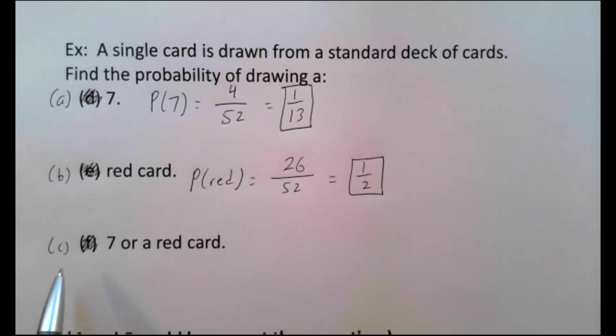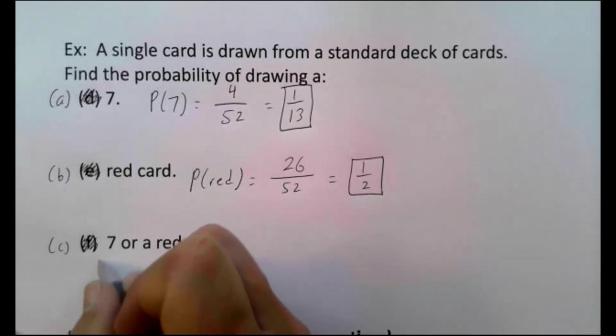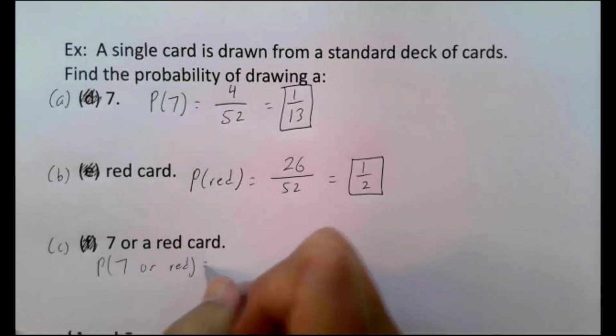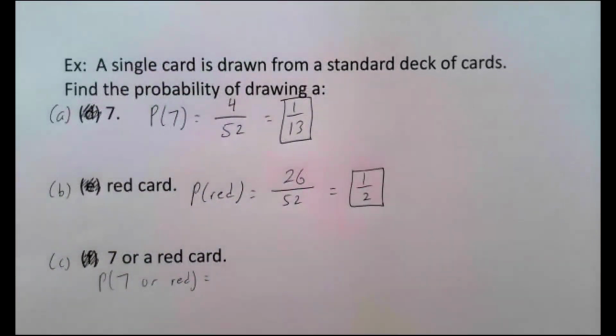Now, part C is where we got to be real careful. If you pick a card out of a deck, what's the probability that it's going to be either 7 or red? And here's why we got to be careful, because they might happen at the same time. It is possible for you to pick a card and you look at it and it's both 7 and red at the same time. That is possible. There are some cards in the deck that meet both of those properties at the same time.